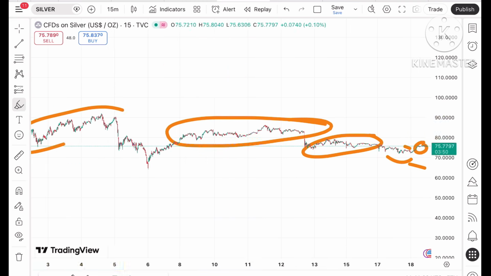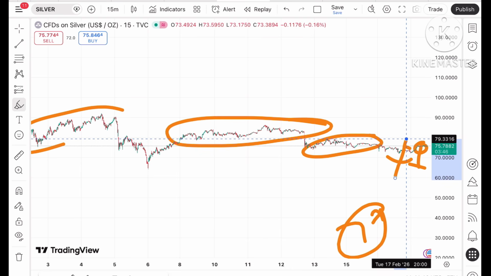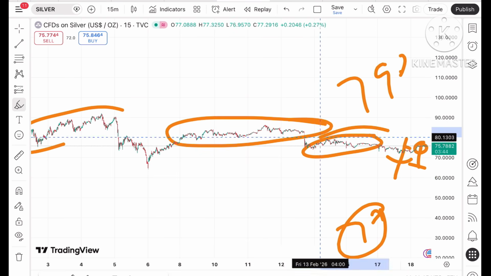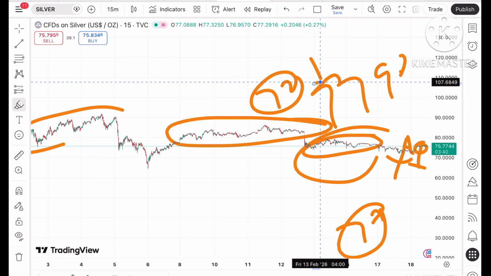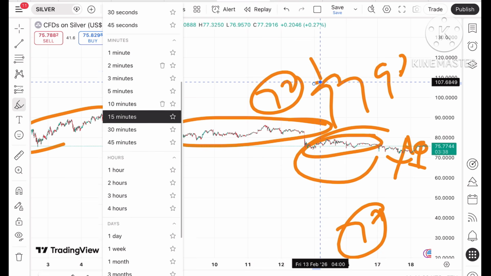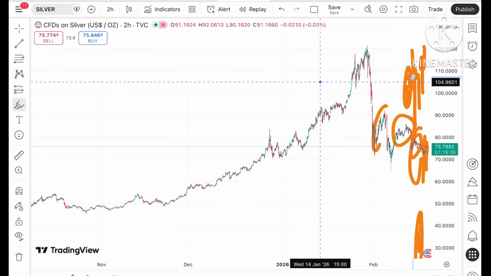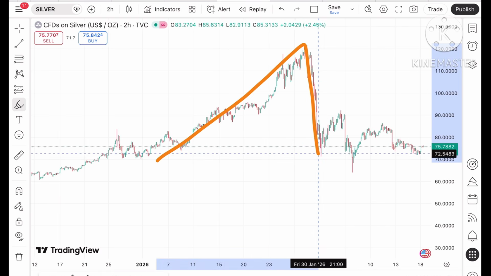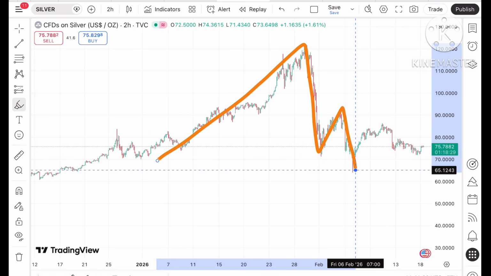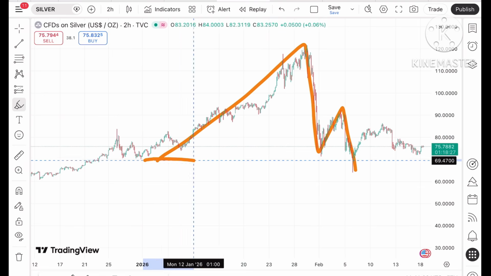Coming back to the 15 minutes chart, if the price keeps moving above a level of 77, there is a probability of upside. It can move towards 79.3. From there a further high can be seen, but if it keeps moving below a level of 72, a further fall can be seen. Okay, now coming to the 2 hours chart, we have seen there is an upside and then downfall, and then upside and downfall.